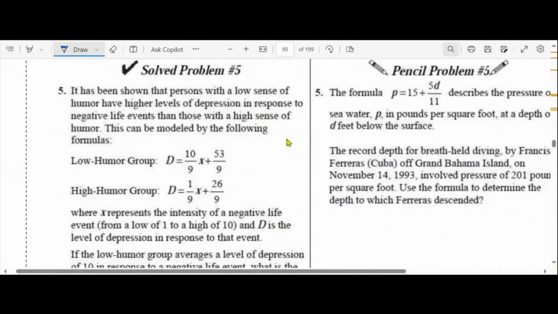Practice problem on real numbers. Can you please read? It has been shown that persons with a low sense of humor have higher levels of depression in response to negative life events. Did you understand what they're saying here? What does sense of humor mean? People who like jokes, also the sad jokes. Low sense of humor. Okay. Have what? Higher levels of depression. What does depression mean? Sadness, extreme sadness.